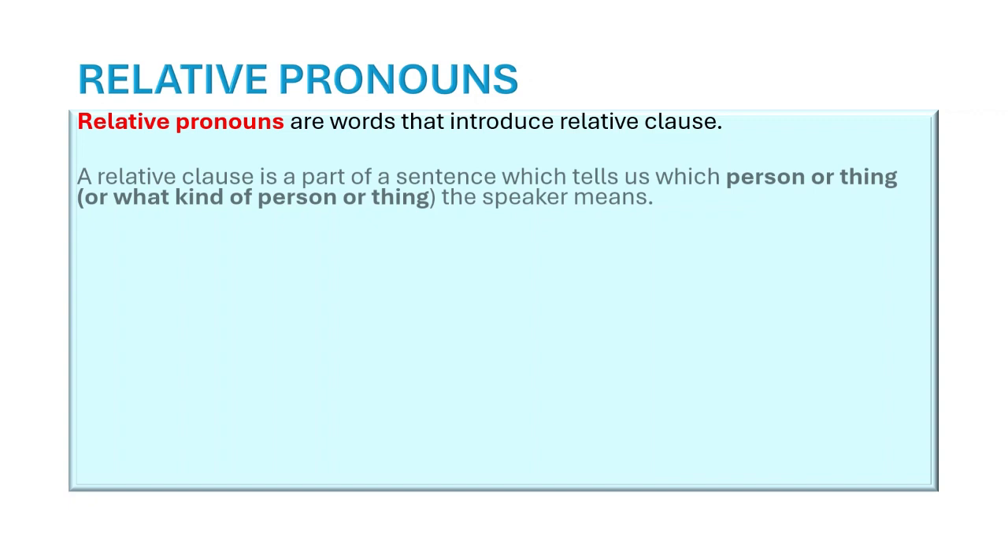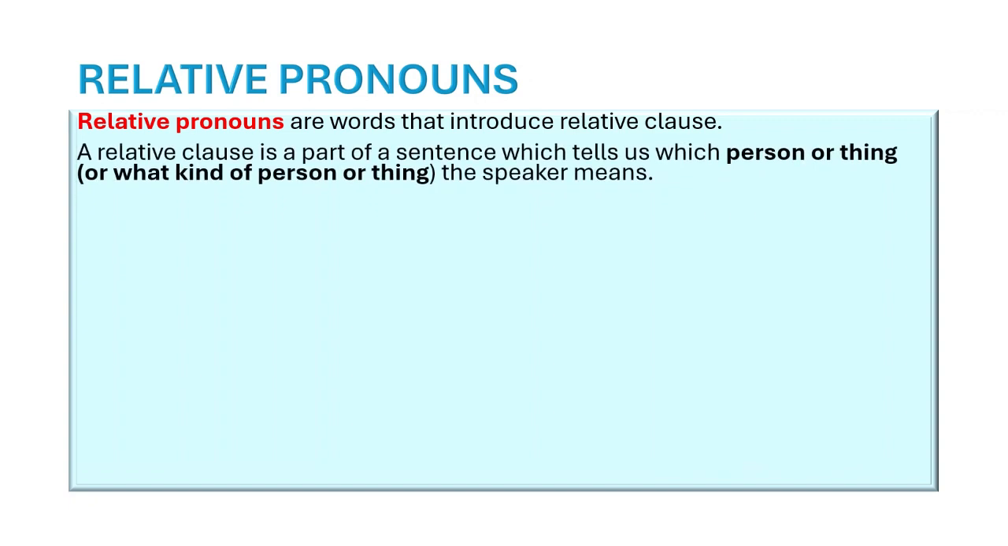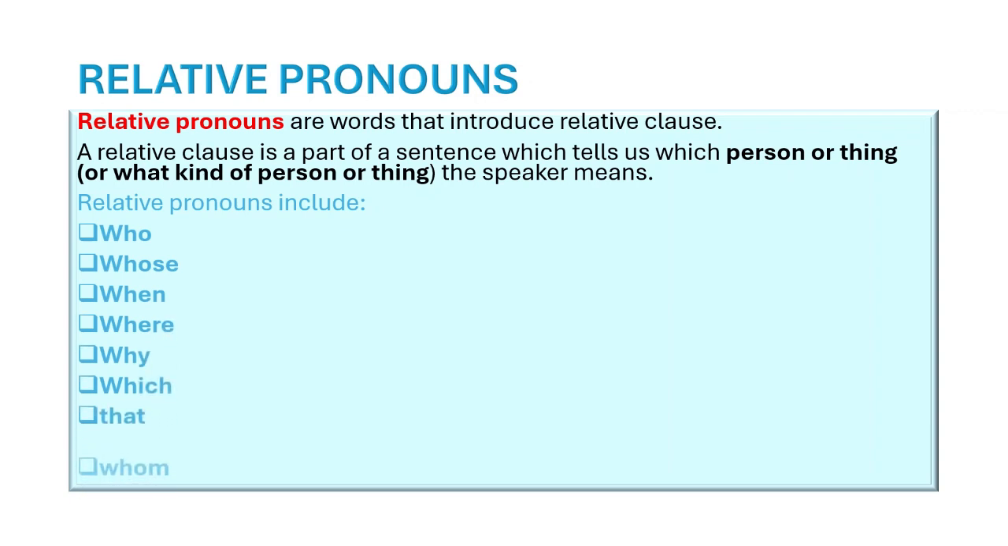What is a relative clause? A relative clause is a part of a sentence which tells us which person, which thing, or what kind of person or thing the speaker means. It means that a relative clause can define what kind of person or thing the speaker is referring to. Great. That is what we call a relative clause. So this relative clause begins with relative pronouns. Relative pronouns include who, whose, when, where, why, which, that, and whom.